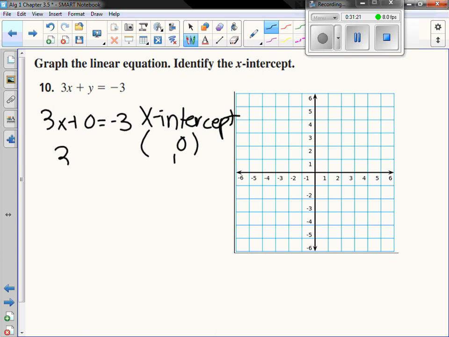Well, 3x plus 0 is just 3x. I'm just solving for the value of x. So what would I need to do here? I would need to divide both sides by 3. And negative 3 divided by 3 would be negative 1.